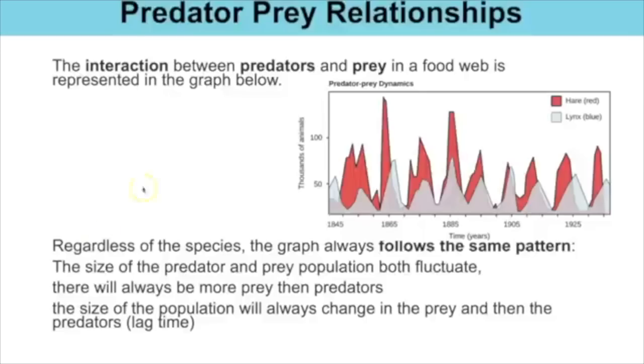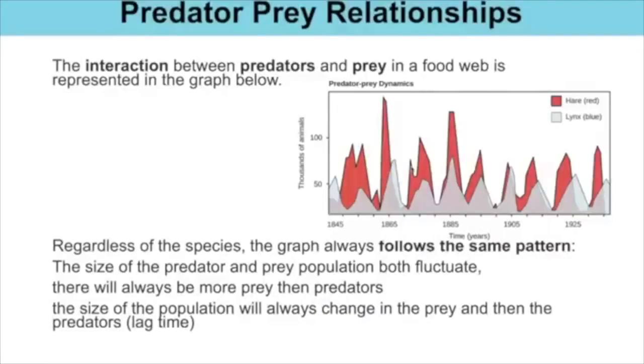The predator-prey relationships you will see presented in graphs like this, which are called predator-prey graphs. And regardless of the species, the graph always follows a very similar pattern. The size of the predator and prey populations will both fluctuate. There will typically be more prey than predators because there has to be more prey to sustain the predators, because they are eating them. And the size of the population change will always have a slight lag.